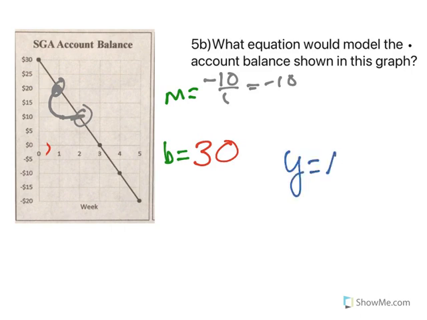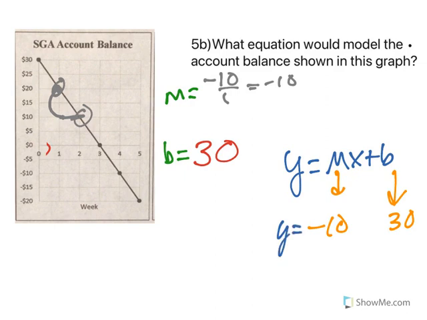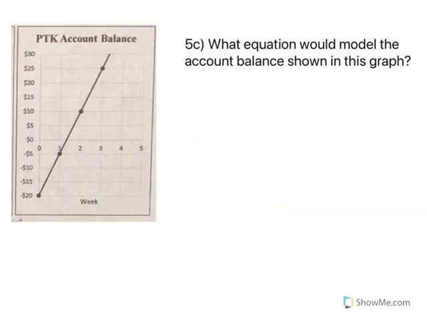Again, I'm looking at y equals mx plus b. Substitute in what we know. My slope is negative 10. My y-intercept is 30. And that leaves me y equals slope times x plus 30. That's it. Y equals negative 10x plus 30. Final answer. Let's do another.